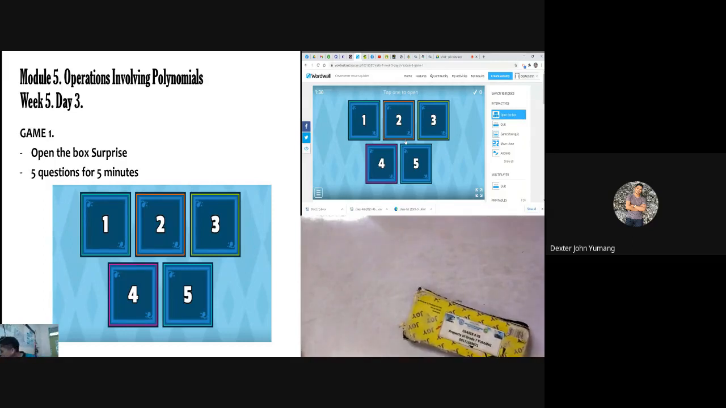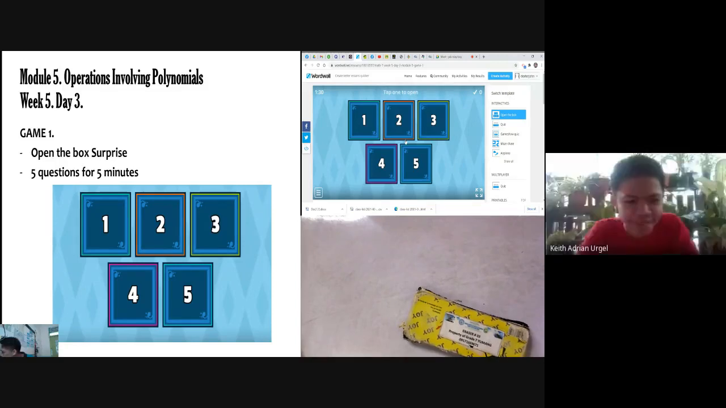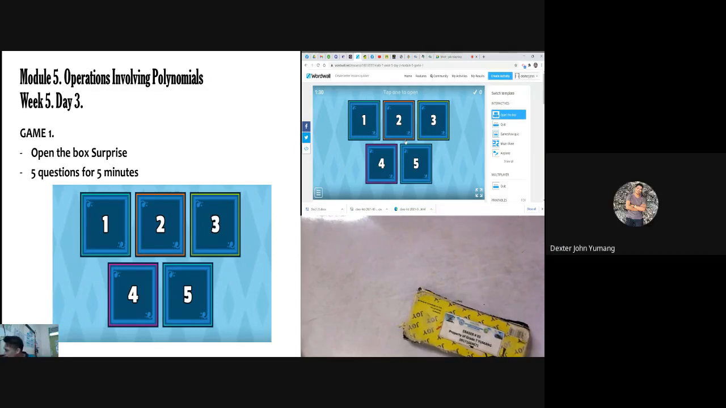Four points ang tama po. Okay, ang iba po nagmadali kaya medyo mababa ang scores. Hindi po, sir. 4 points ang tama po, sir. 4 points ang tama, 2 points naman po ang mali. Sir, isa lang din akong mali, sir. Sa number 2. Okay po.